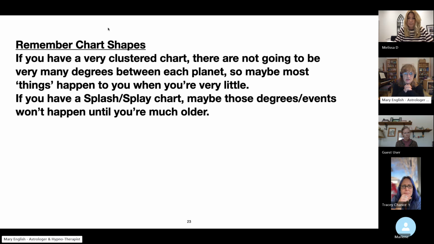So remember your chart shapes. If you've got a very clustered chart, there's not going to be very many degrees between each planet. So maybe most things happen to you when you're very little. If you've got a splash splay chart, which a big percentage of my family have and I have as well, maybe those degree events won't happen until you're much older.